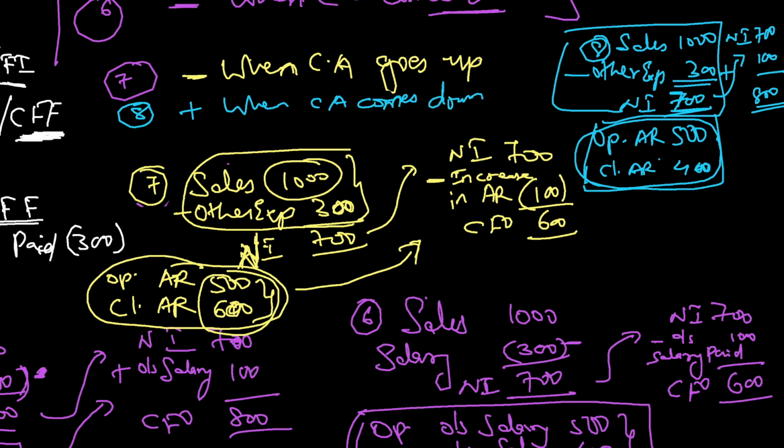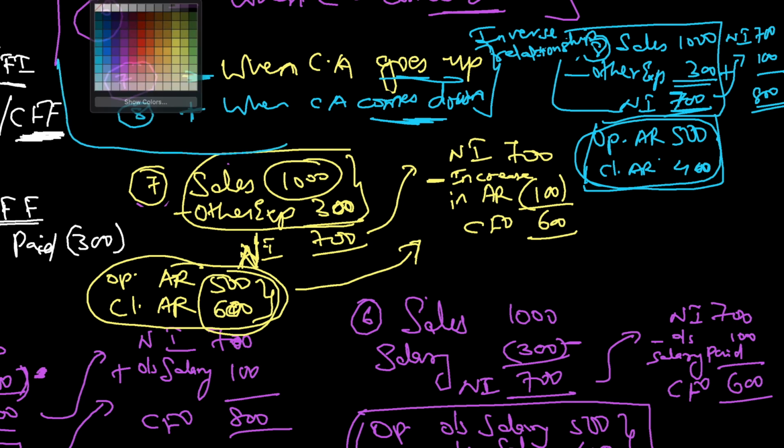In short, these two have an inverse relationship. That means when current asset goes up, you should minus, and when current asset comes down, you should add. So this is called inverse relationship. Right. So these are all the 8 rules that you should follow.